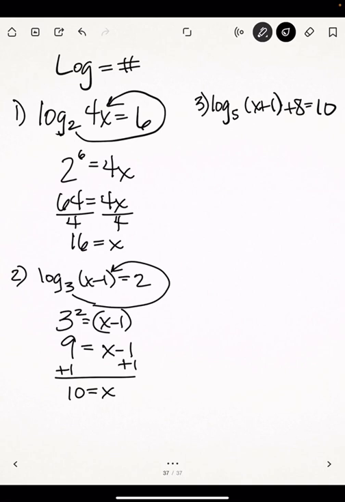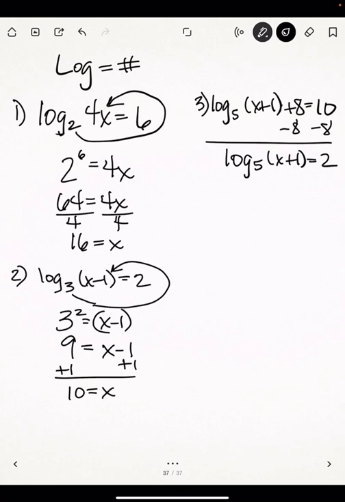So we have to get rid of it or move it by doing the inverse operation, which in this case is subtracting 8 from both sides. And we're going to wind up with log base 5 of x plus 1 equals 2. So the reason why we had to do the first step was because, remember, we have to have log equals a number. It's not log plus a number equals a number. So we can't have that. It has to be log equals a number before we can do our loop technique.